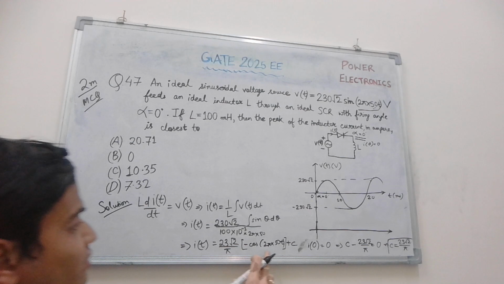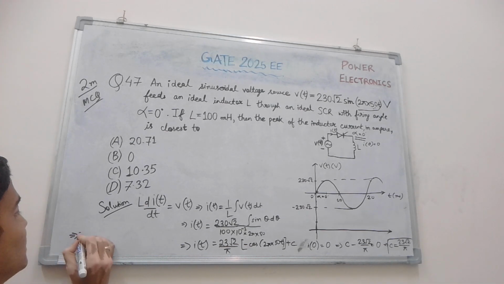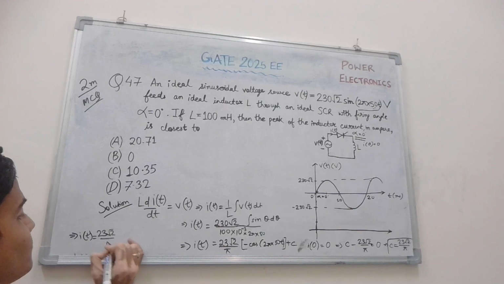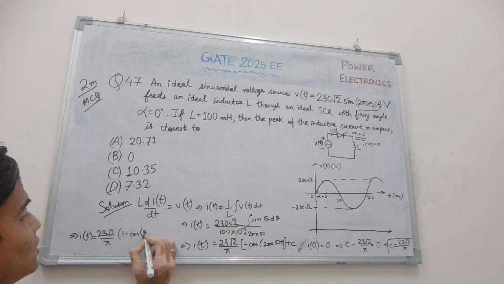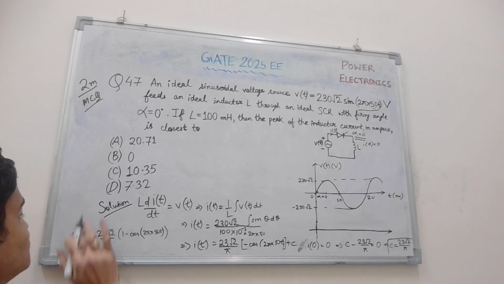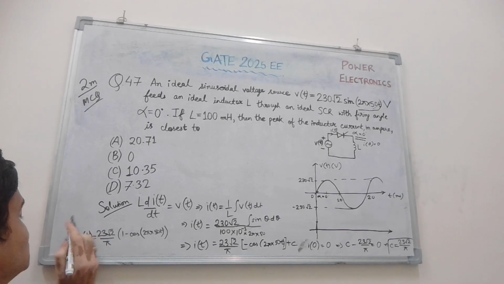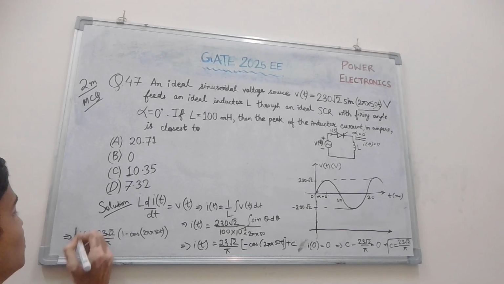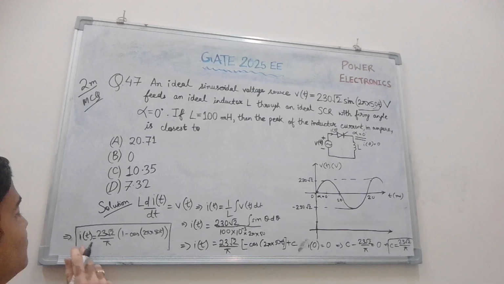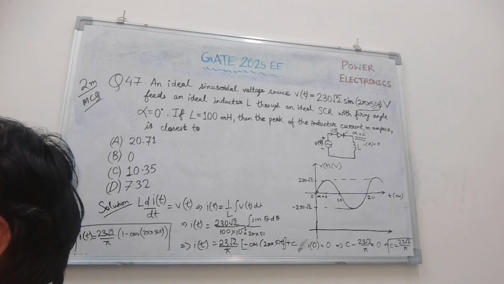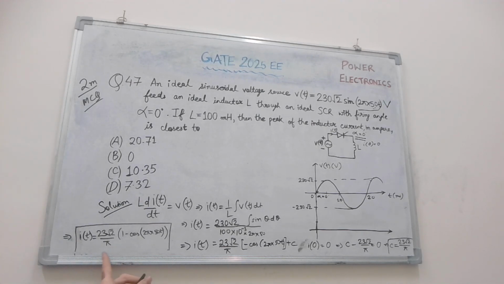So putting the value into the current equation, we get I of t equal to 230 root 2 by pi into 1 minus cos of 2 pi into 50t. Very easily we get this expression for the current. This is the expression for current: 230 root 2 by pi into 1 minus cos 2 pi into 50t.